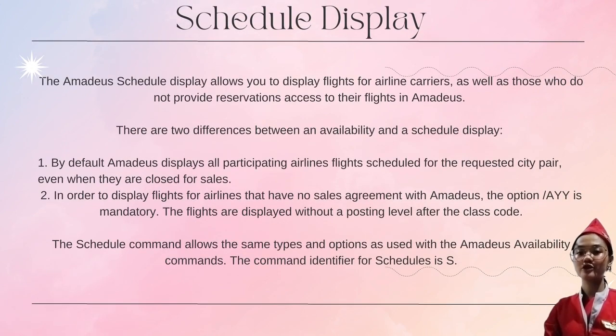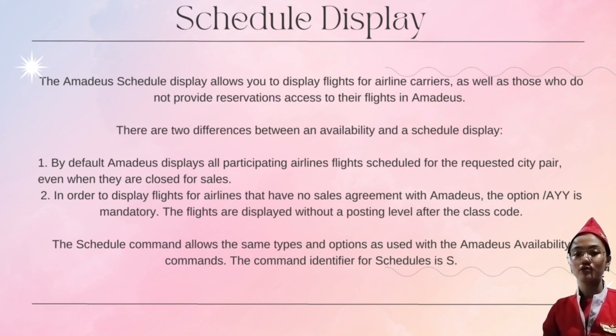Now we have the schedule display. The Amadeus schedule display allows you to display flights for airline carriers, including those who do not provide reservation access to their flights in Amadeus. There are two differences between an availability and a schedule display. First, by default, Amadeus displays all participating airline flights scheduled for the requested city pair even when they are closed for sales. Second, in order to display flights for airlines that have no sales agreement with Amadeus, the option /AYY is mandatory. The flights are displayed without posting level after the class code.